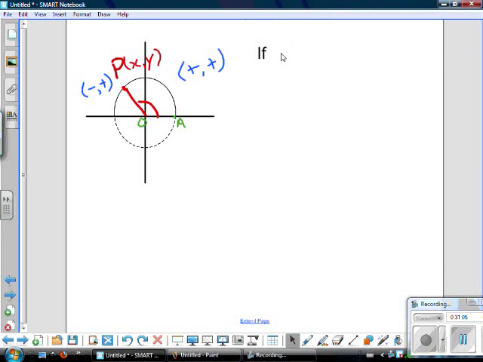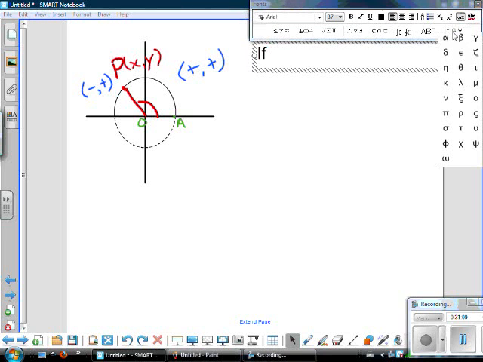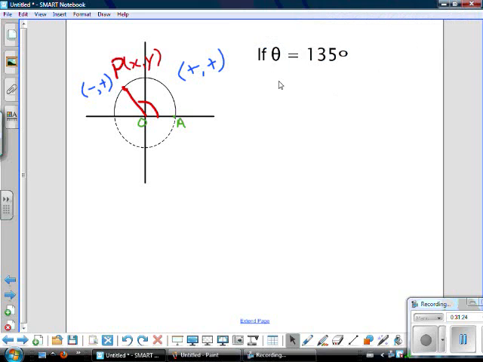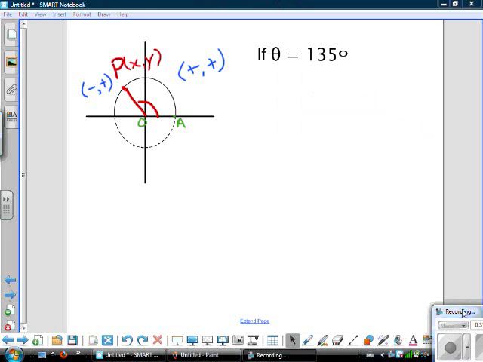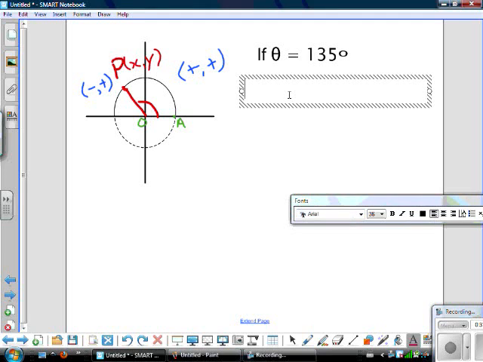if I have an angle, so if theta equals 135 degrees. So we know that 135 degrees is in the second quadrant. And for some reason, my machine is deciding that it's using too much memory to create the note. So let's keep on going.